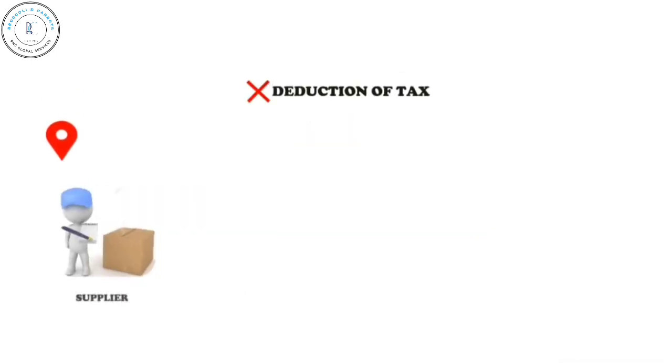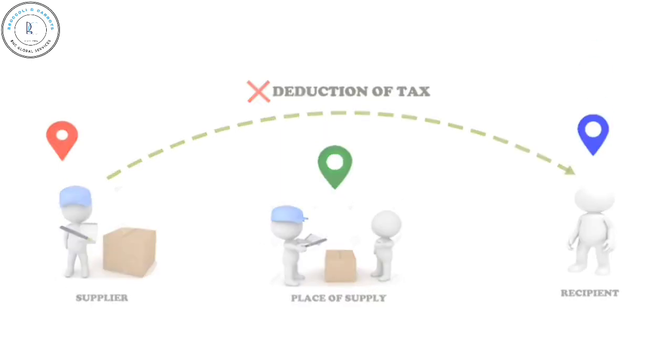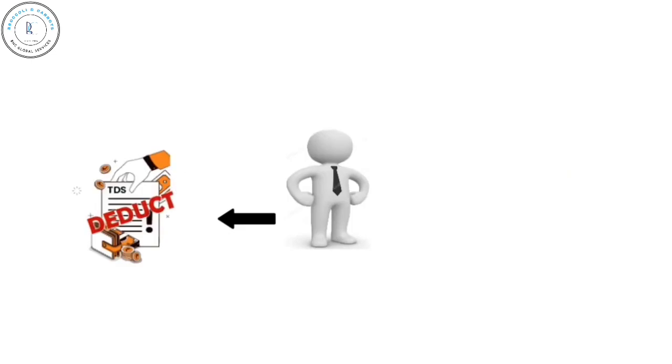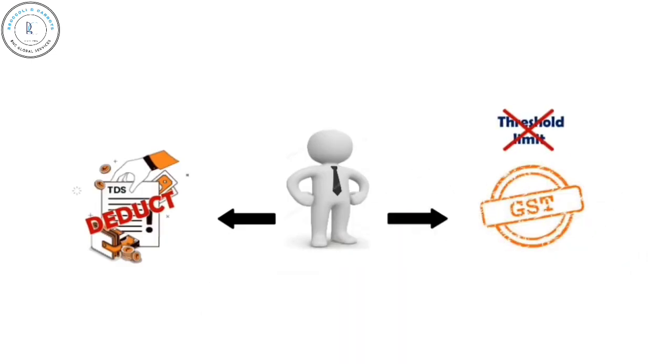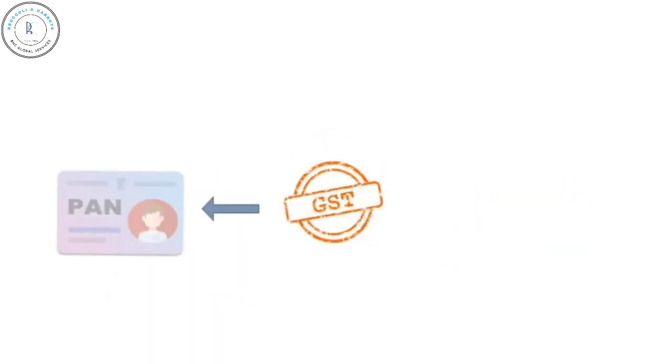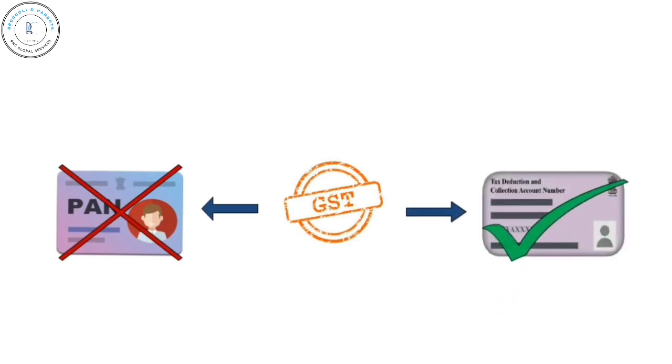No deduction of tax is required when the location of supplier and place of supply is different from the state of the registration of the recipient. A person who is liable to deduct TDS has to compulsorily register, and there is no threshold limit for this. The registration under GST can be obtained without PAN, by using the existing tax deduction and collection account number issued under the Income Tax Act.